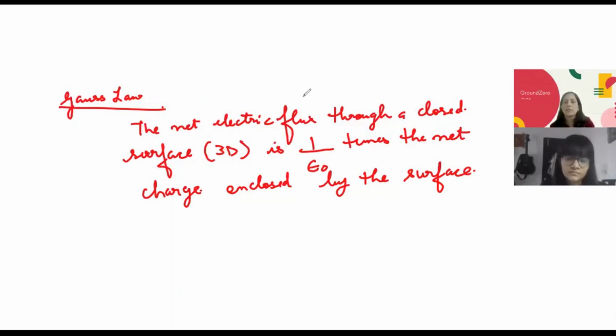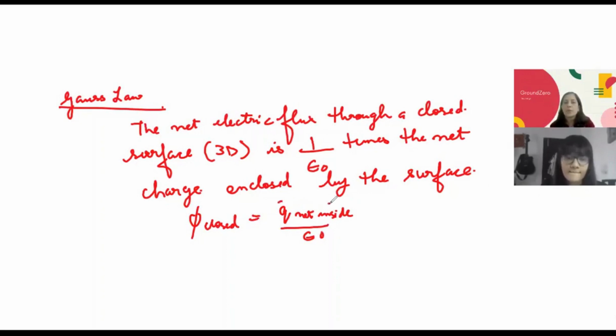Okay, so what does the Gauss law say? The net electric flux through a closed surface, like let us suppose a cube, a sphere, a cylinder, is 1 times epsilon naught times the net charge enclosed by the surface. Like let us suppose if I take a cube or a sphere and I place a charge q at the center of that sphere, then the total flux coming out from that surface will be equal to q net, which is inside it, upon epsilon naught. That gives you the flux in the closed figure.